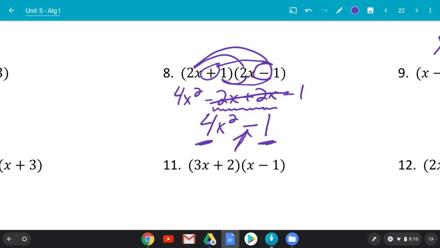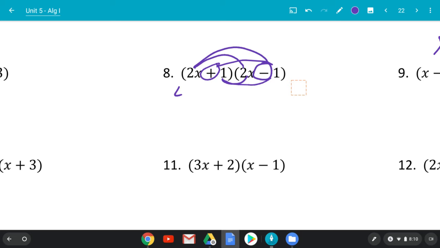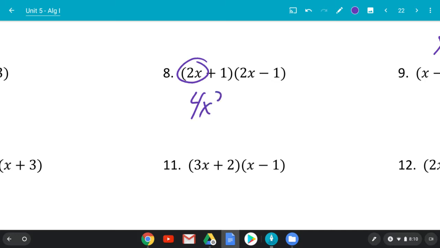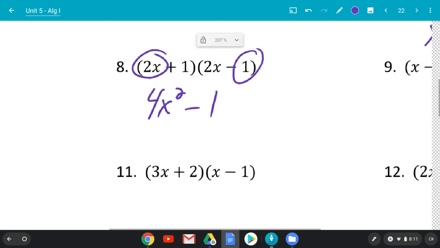So what I'm telling you is, when you see ones that are like this, that are difference of squares, you can, may I erase all this? Are you ready? We can say, hey, this is the difference of two squares. I know this is going to be square this one, 4x squared, and square this, minus 1, and be done. Do you understand that? Does that make sense? It's a shortcut. It's a little knowledge.